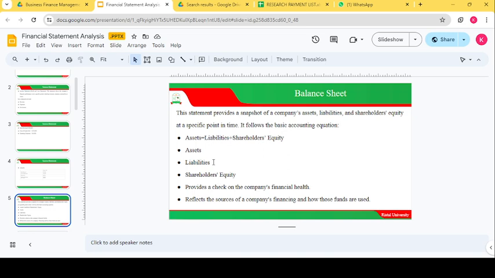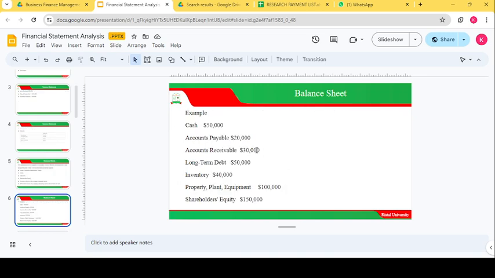Shareholders' equity is the residual interest in the assets of the entity after deducting liabilities, which can be the capital. We can also call shareholders' equity the capital. For example, we have the common stock, we have the retained earnings. So let's look at an example.